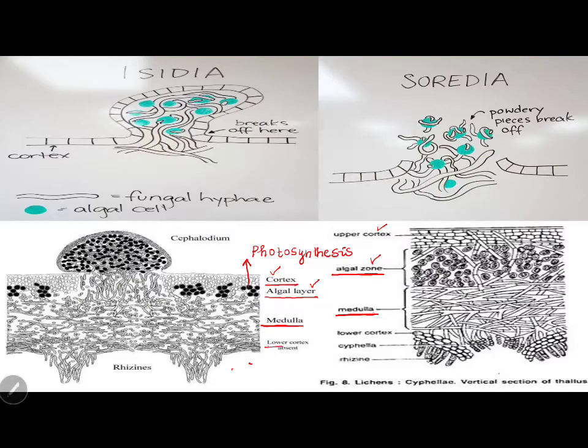Then you see lower cortex absent, whereas we have lower cortex in few lichens. Now in few lichens I don't see lower cortex, but I can see the structures by means of which the lichen anchors to the surface. They are called as rhizines. Root-like structures helps in anchorage of the lichen to the surface on which they are growing. I have got rhizine here also in this structure also.